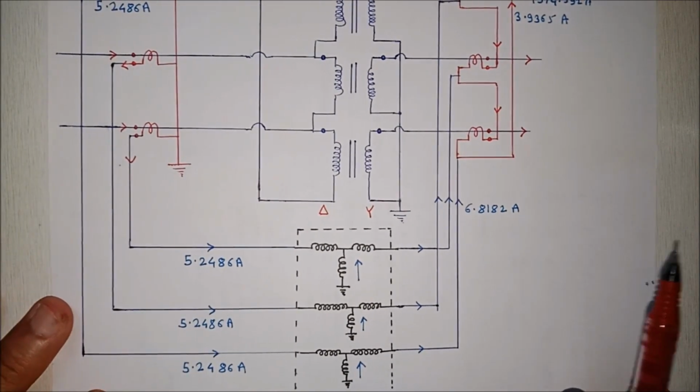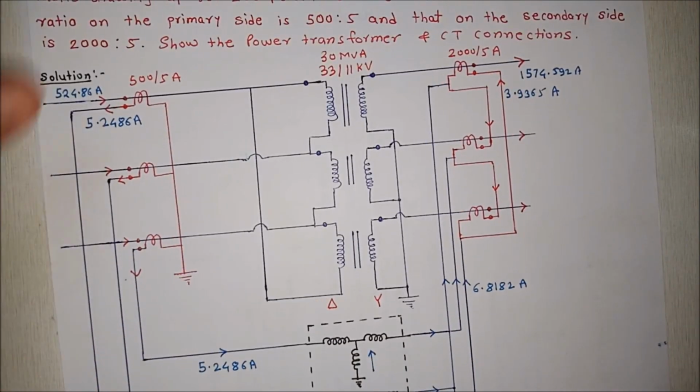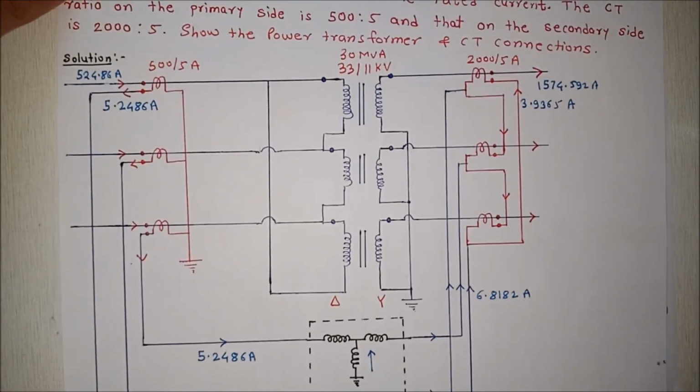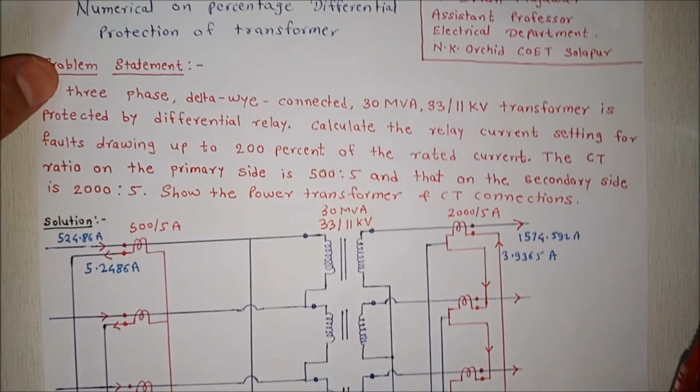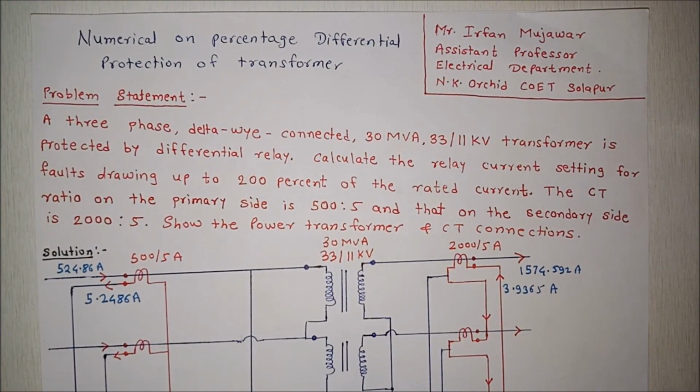So this is the way by which we can determine the relay current setting of the percentage differential relay that is used for protection of a transformer.